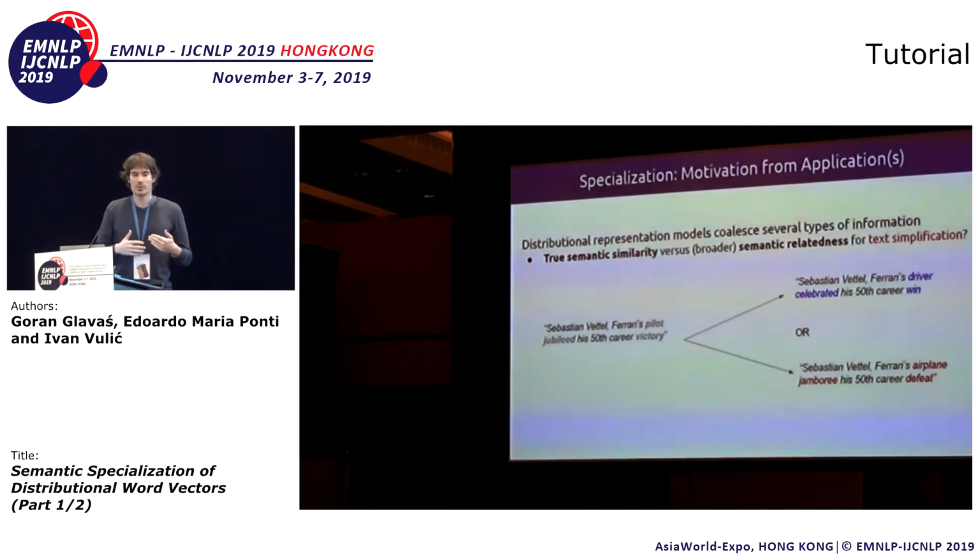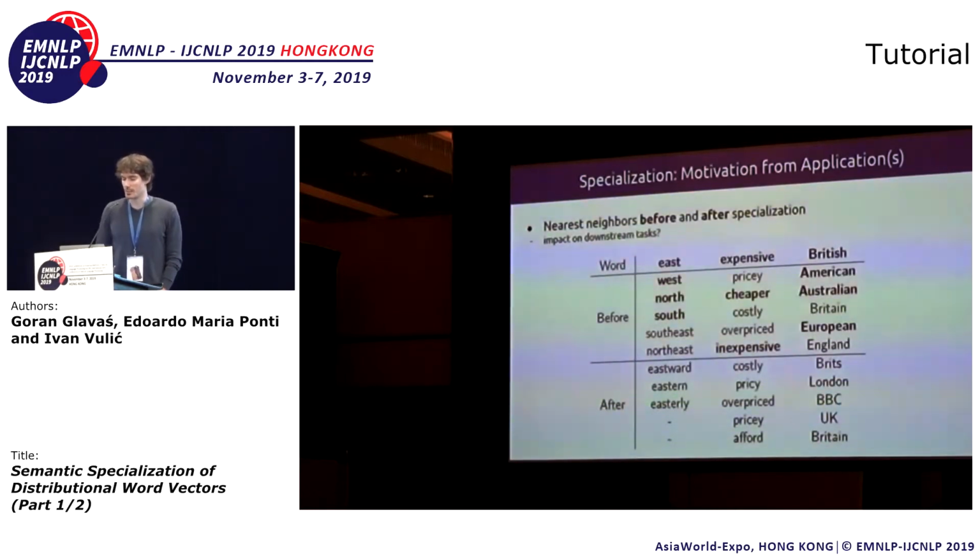You just want to replace lexical items in the input text with simpler words, and at the same time you want to preserve the meaning of your input sentence. So if you do not distinguish between true semantic similarity and relatedness, you might actually get really weird sentences. So if you replace pilot with airplane, which are two related lexical items, and if you replace victory with the antonym, which is defeat, you completely lose the meaning of the sentence. So that's another reason why we need it.